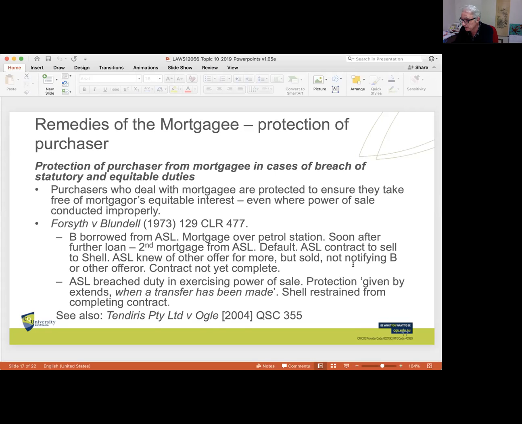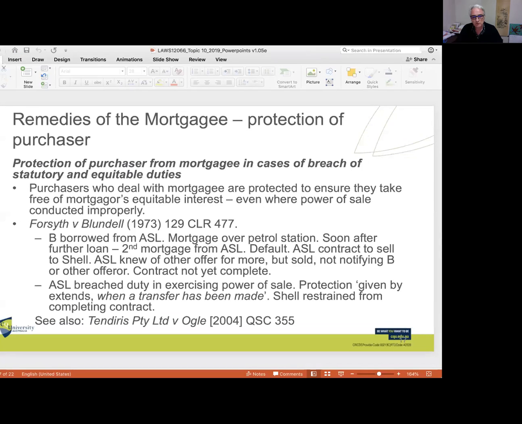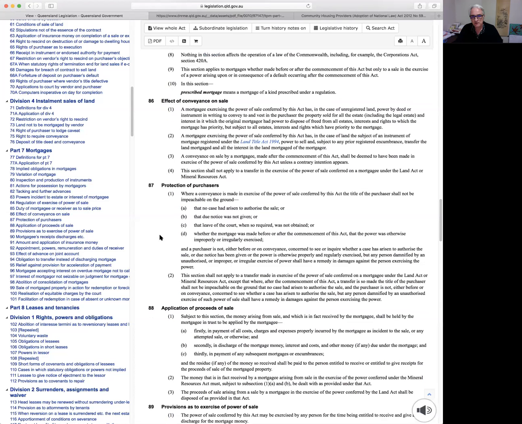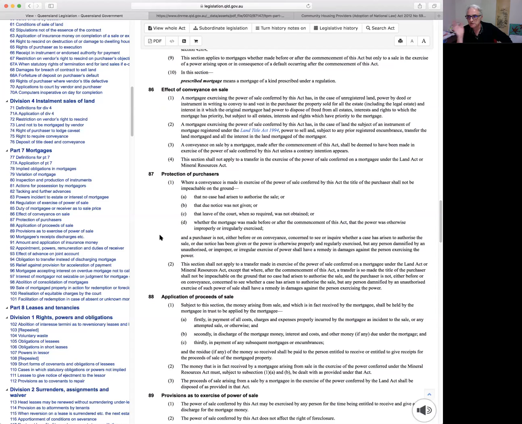So that's interesting. Okay. And then a bit further down, Queensland's purchaser protection provision, section 87, was applied in the Tendris case. So if we just have a look at section 87, I'll just show you section 87. And you can see there that that's the provision dealing with the protection of purchasers in mortgagee sales. And you can have a look at that and its impact. And as pointed out there, that 2004 Supreme Court decision in Queensland discusses the application of section 87. So just come back.